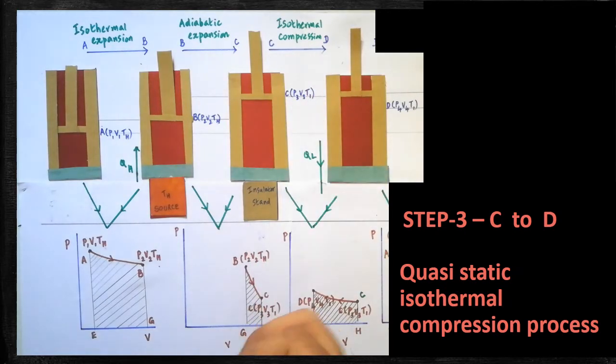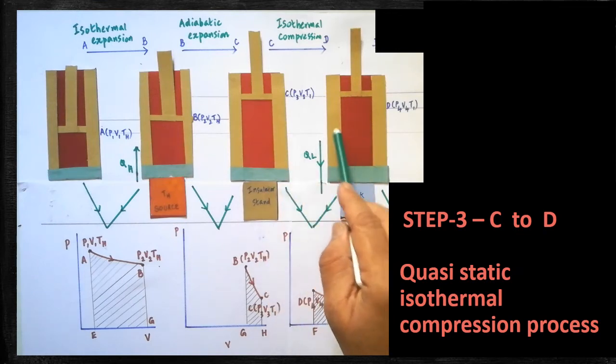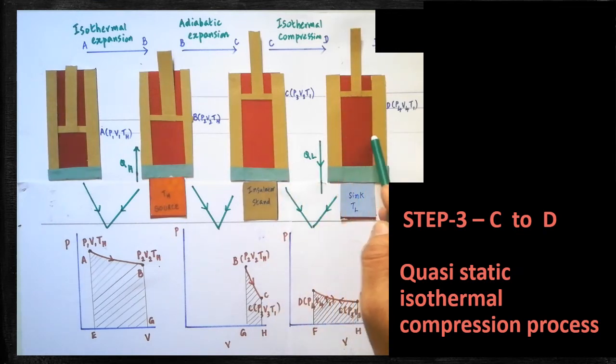To perform the isothermal compression process, what we have to do? We have to place the entire working substance on the sink. Sink is the arrangement that is capable of absorbing any amount of heat. The temperature of the sink is taken as TL. After placing the working substance along with the cylinder on the surface of the sink, what you have to do? We have to compress this piston towards the downward direction.